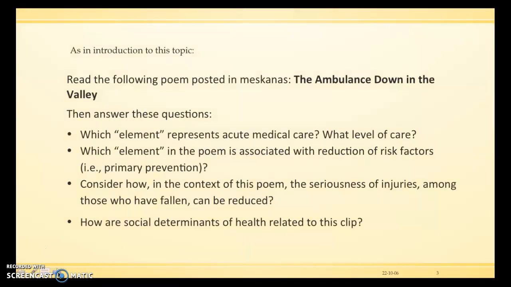Before we get started, please read the following poem. It's called The Ambulance Down in the Valley, and it's posted in Meskinus. It's a poem written many, many years ago by Joseph Malins. It talks about a town that had engaged in a very bitter debate about the best way to deal with the problem they had.